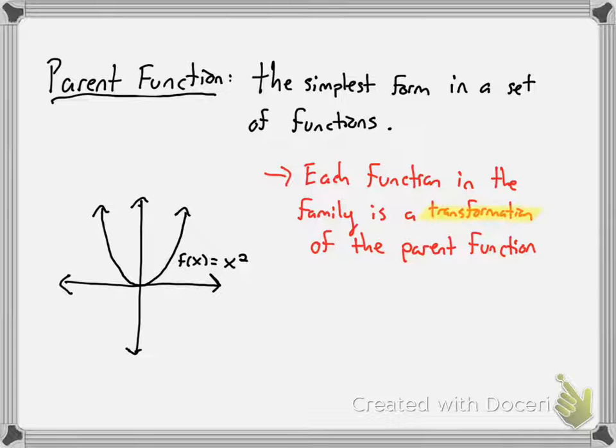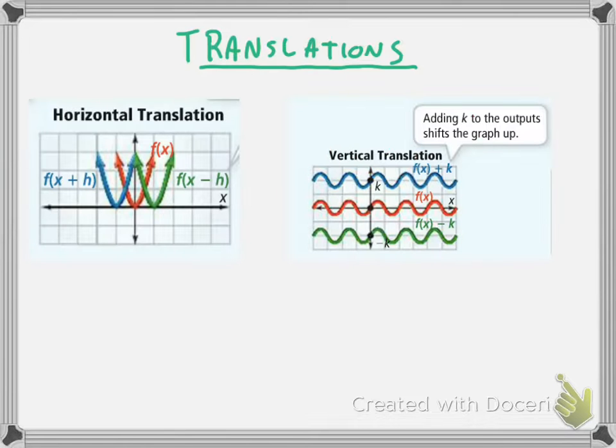An example of this would be something like f of x equals x squared minus 4. As we can see, it's still basically the same function, it's just shifted 4 units down. That would be an example of a translation. For translations, we're going to focus on whether you can translate something horizontally or vertically.